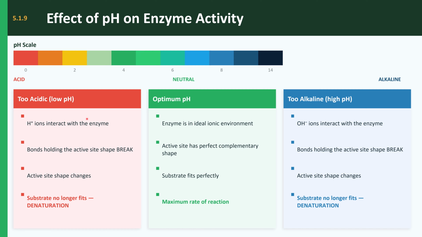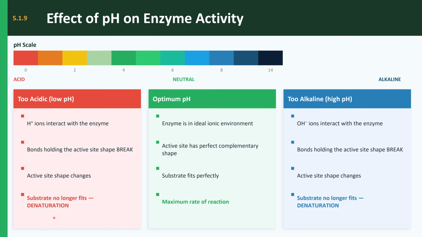Now look what happens when the environment becomes too acidic. The red box, low pH. H positive ions interact with the enzyme. Bonds holding the active site shape break. Active site shape changes. Substrate no longer fits. Denaturation.